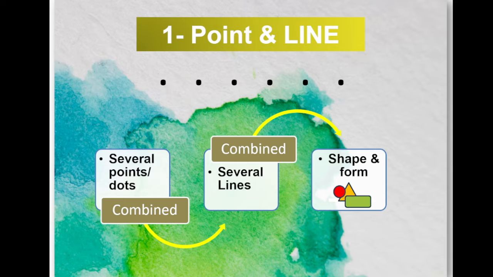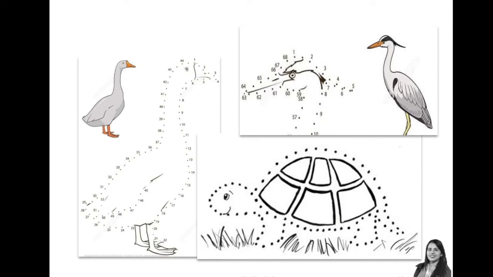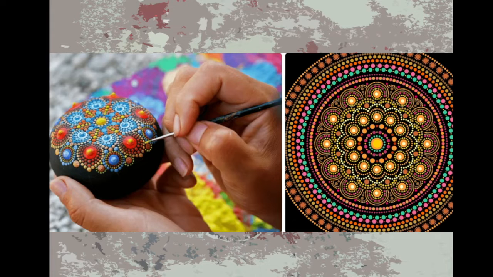First element, point and line. Point is known as a dot. A dot is the beginning of the line. When several points combine together, they become more effective and finally they form a line. I'm sure you have made this type of drawing in your childhood days, where lots of dots were given to complete the figure. Therefore, the dot is the first important element of art.